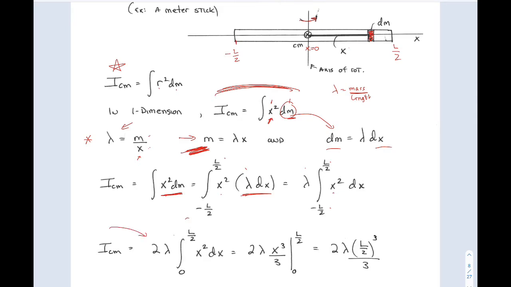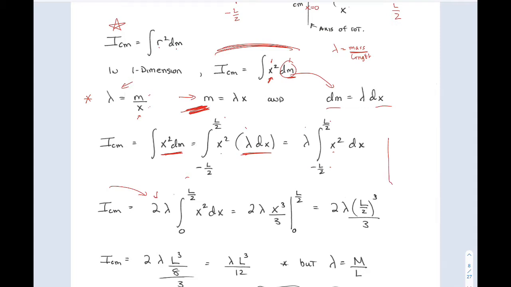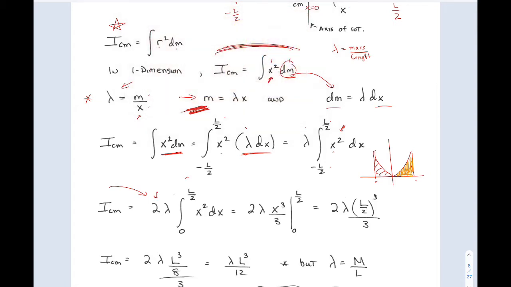Now if I look at the next step, all of a sudden there's a 2 here, and I'm integrating from 0 to L over 2. Hopefully you saw in Calc 1 or Calc 2 that if I have a function, my function is x squared, so it's parabolic. This is an even function, meaning if I put in a minus, it's squared, I get the same function out. That's the same as integrating 2 times just that side. So I'm using the evenness of the function. That's where the 2 came from.